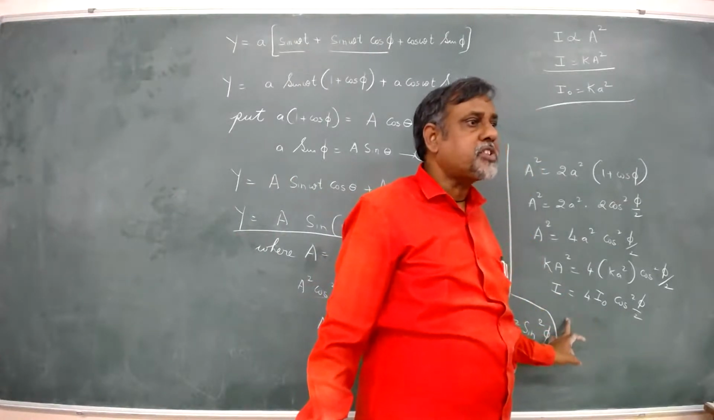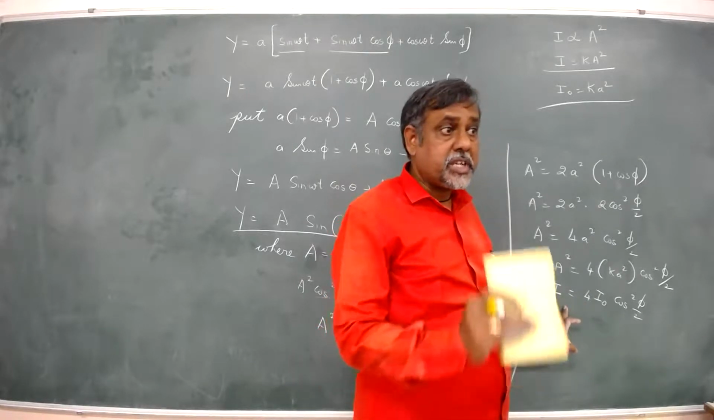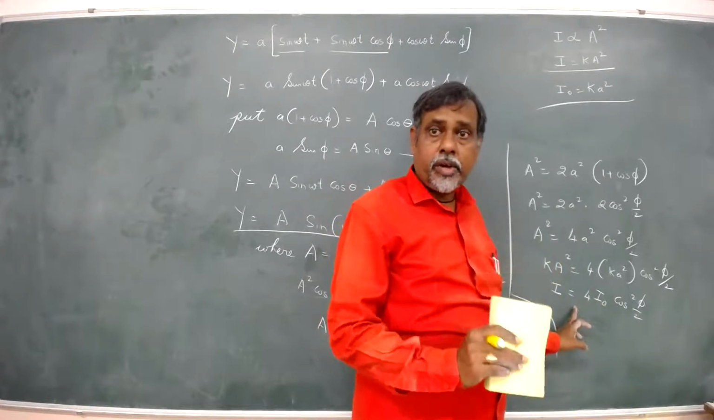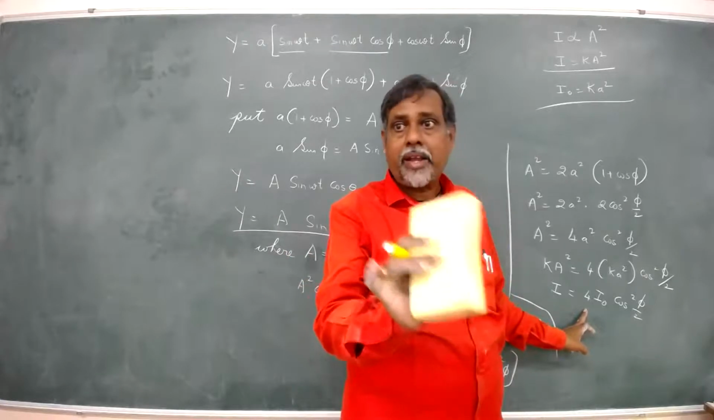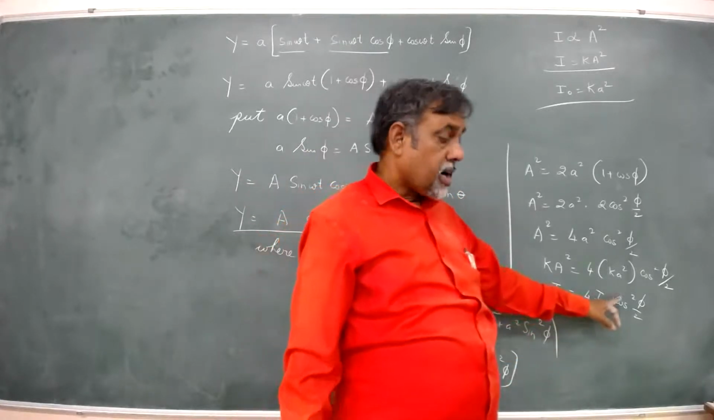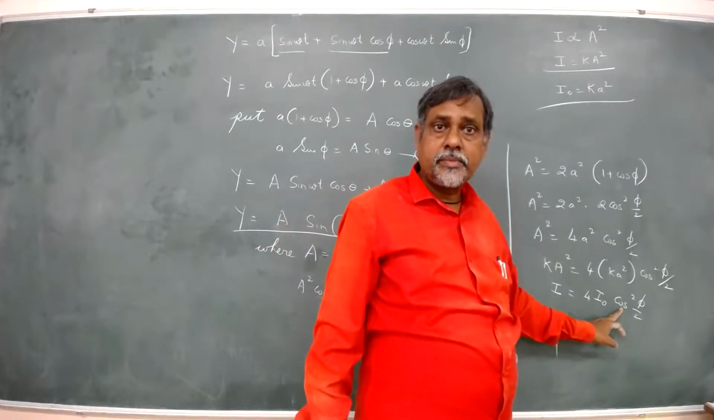There is maximum intensity. Maximum intensity means there is a constructive interference. When the maximum intensity is obtained, then on the screen one bright band is obtained, a bright band formation. And if now cos square phi by 2 is 0, then what do you notice? Then what do you say?